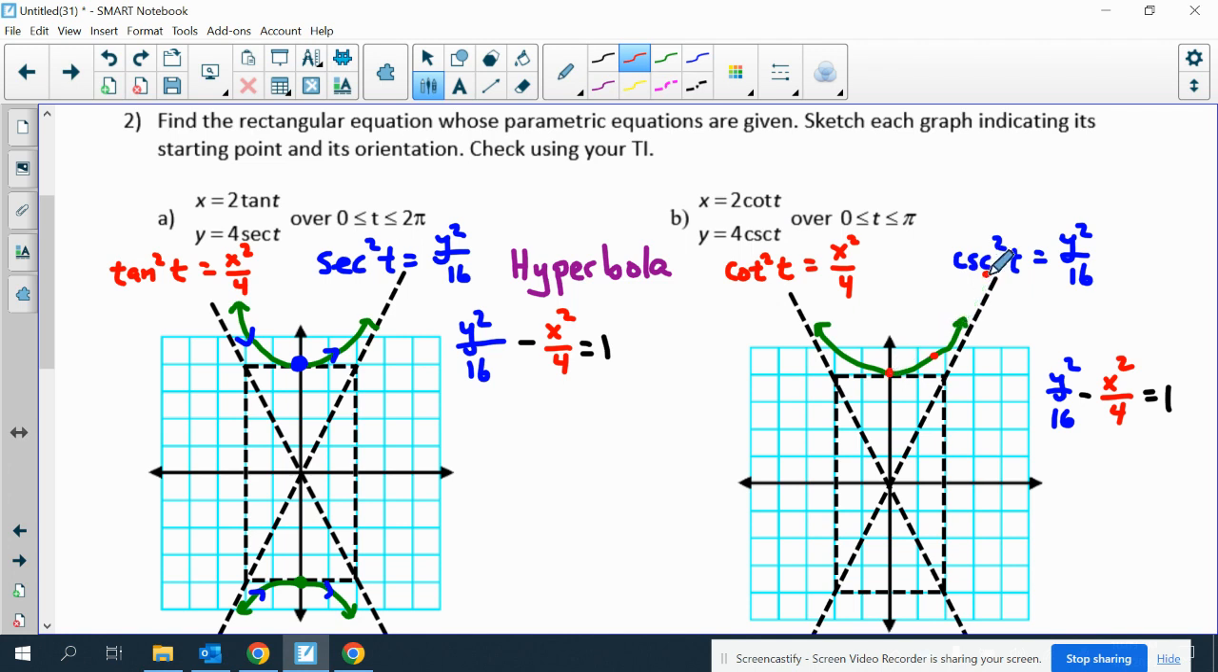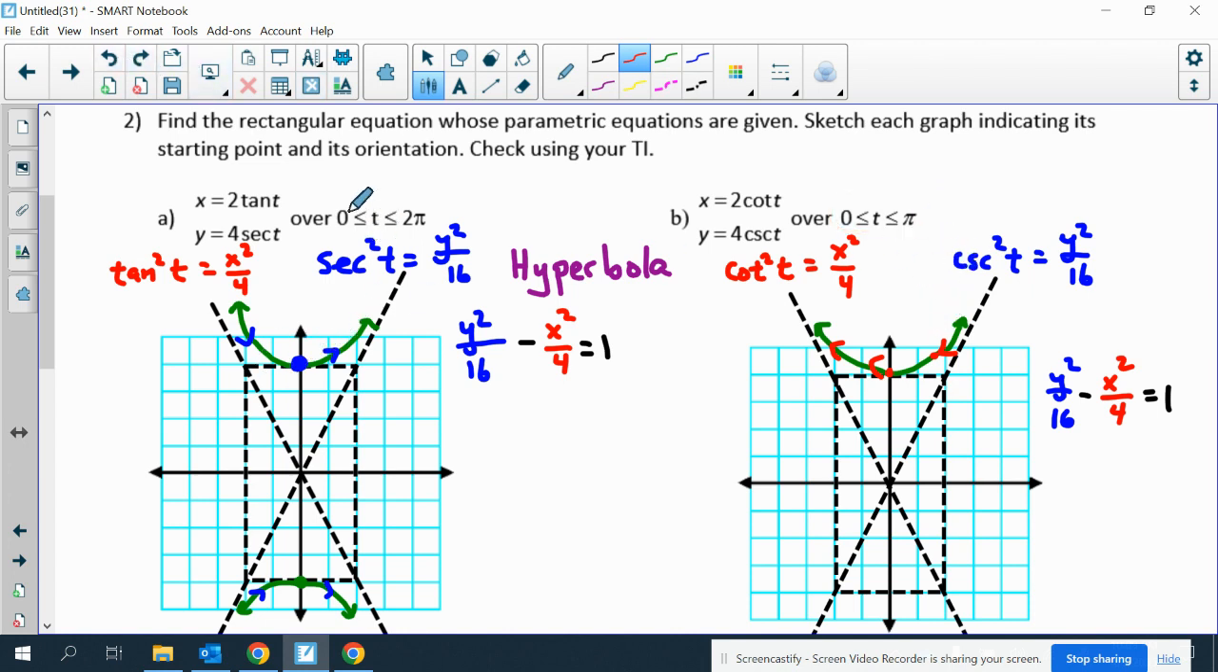So I start all the way up here, way off at infinity, and then move in this direction. So this is my orientation. And then at pi, it goes off to infinity up here. And I don't have anything down here because of my bounds.